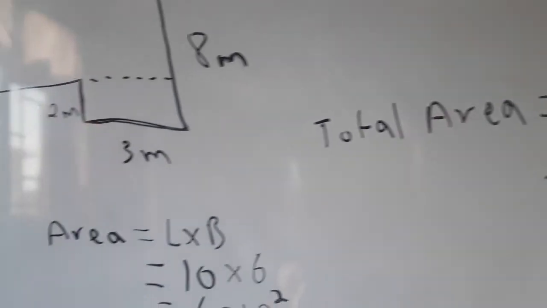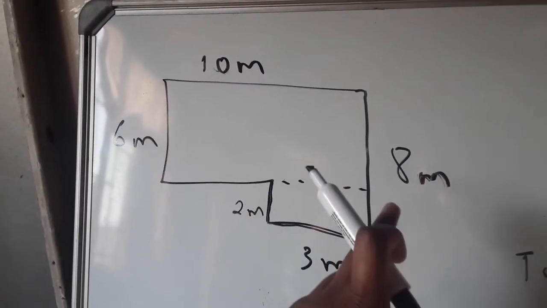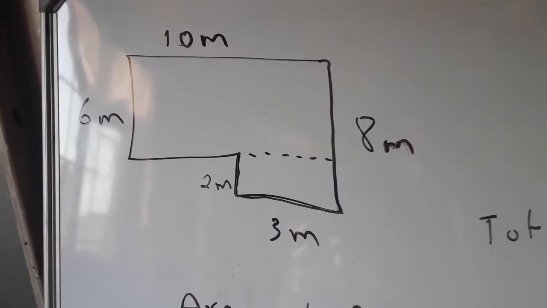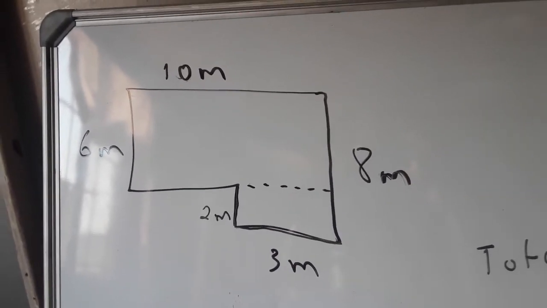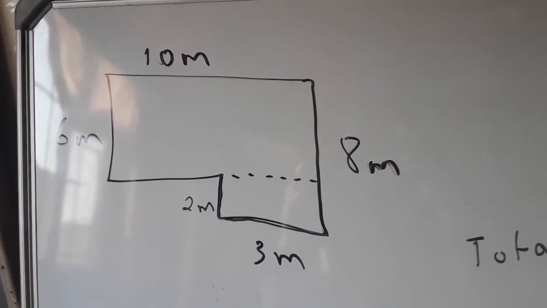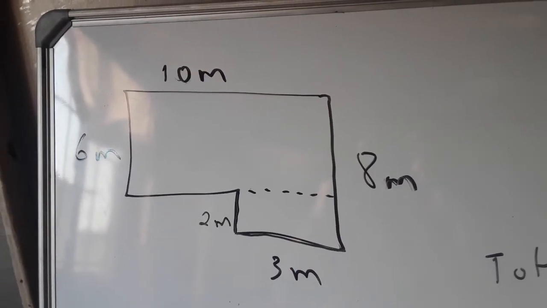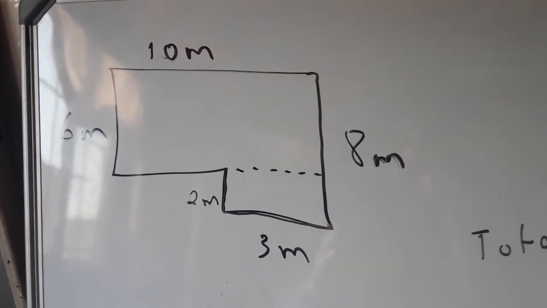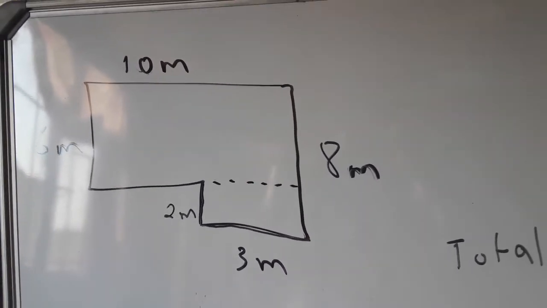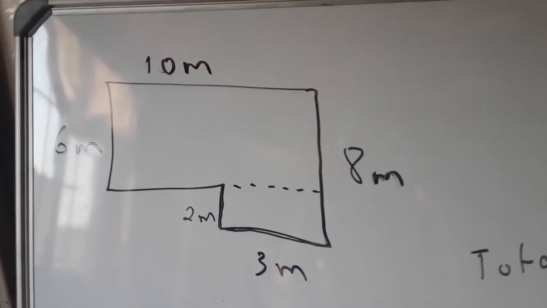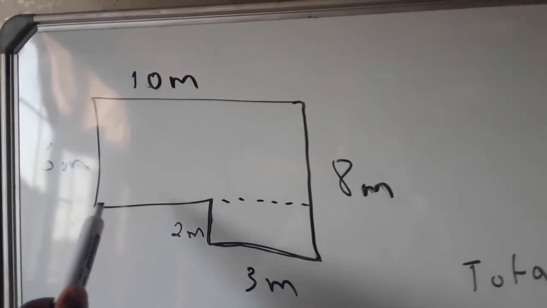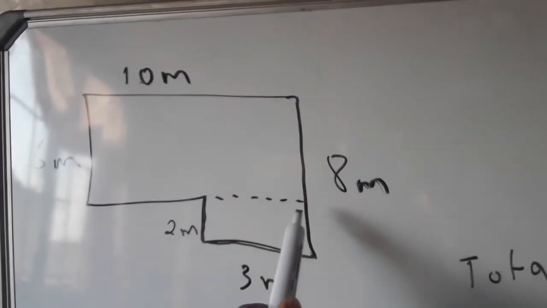We add the two areas together because we have the area of the big part, then added to this area, then we get our total area of the floor. So if you get a question like this, it is good to separate your area into shapes that you can calculate areas of. Because it was easy for me to calculate when I separated it into two rectangles, the small rectangle and the big rectangle.